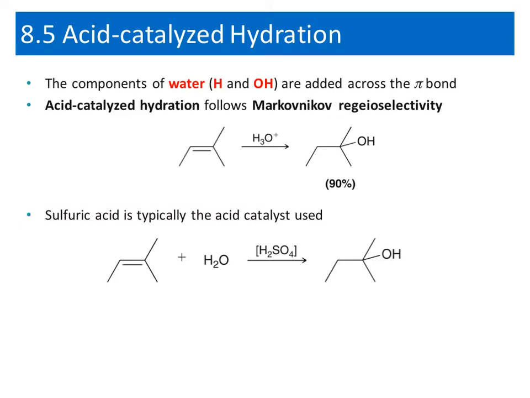Now, if you look at the mechanism for this reaction, this mechanism involves formation of a carbocation. So again, similar to hydrohalogenation, we need to consider the possibility of the rearrangement. Also, addition of hydrogen and OH across the pi bond follows the Markovnikov rule, meaning that hydrogen will be added to the less substituted carbon and OH will be added to the more substituted carbon.